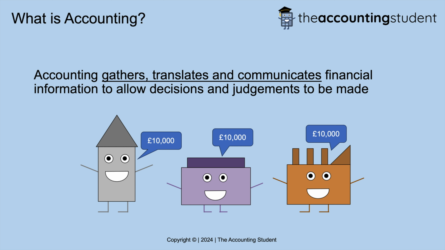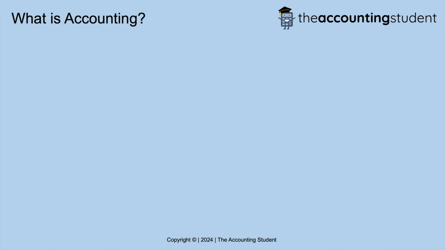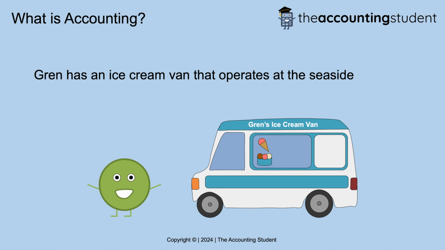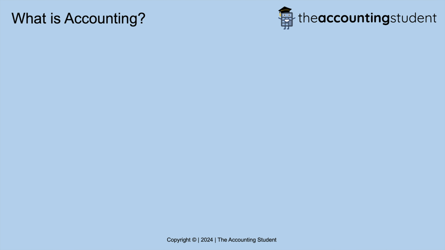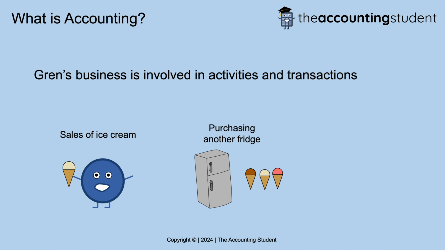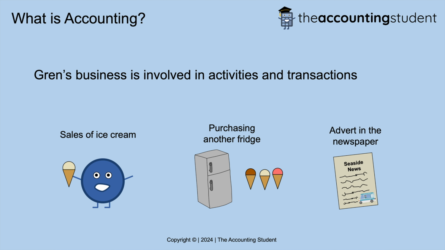Let's have a look at how this can be put into practice by looking at an example with our friend Gren that has an ice cream van that operates at the seaside. Gren's business is involved in many activities and transactions. This could include the sales of an ice cream, purchasing another fridge to offer more flavours of ice cream, or an advert in the local paper to advertise his business.